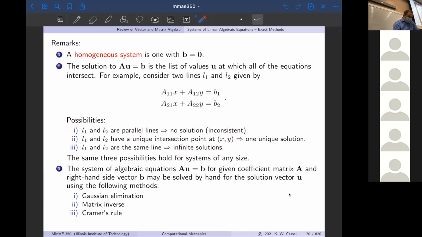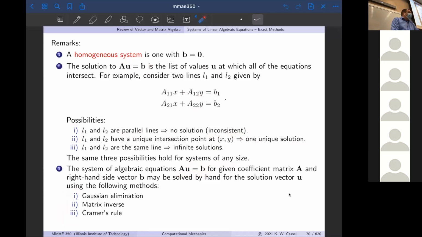So this carries over to systems of any size. I can draw it with my fingers for 2 dimensions, X and Y, but this carries over for any n. So any number of unknowns, any dimension. Now, there are various ways that we can use to solve the system of equations AU equals B. I've listed 3 here. These are all direct methods that you have probably seen before at some point in your academic life. Gaussian elimination, matrix inverse, and Cramer's rule.